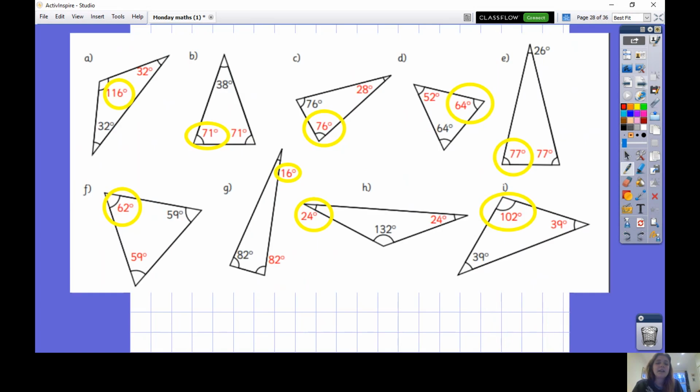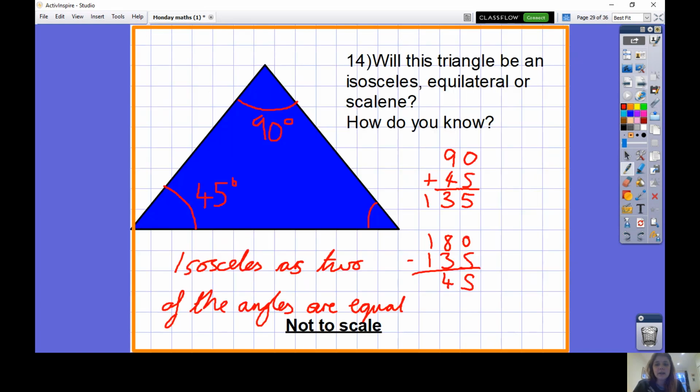Right. Here are the answers. You can see that the angles which have been circled were the angles you should have found. So for the first one, we were looking for 116, for the second one, 71 degrees, for the next one, 76 degrees, and so on. So those are the answers to the main set of questions. Remember, I should be able to see your method. If I can't see a method, I'm going to be quite confused.